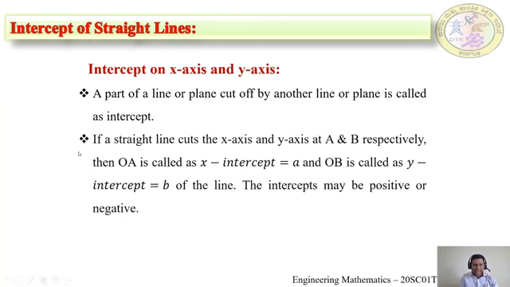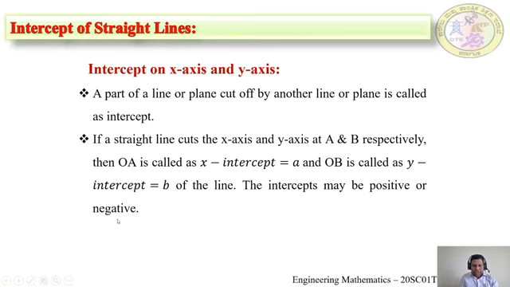So generally, if a straight line cuts the x-axis and y-axis at A and B respectively, then OA is called the x-intercept and it is represented by small a, and OB is called the y-intercept and it is represented by small b. The intercepts may be positive or negative. That is, if the x-axis and y-axis sides are positive, the intercepts are positive; if they are negative, the intercepts are negative.